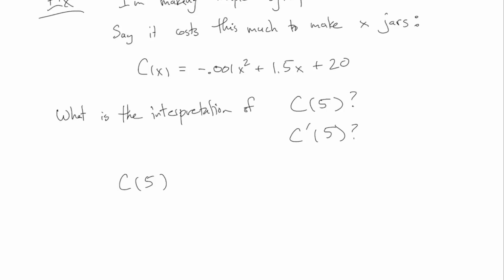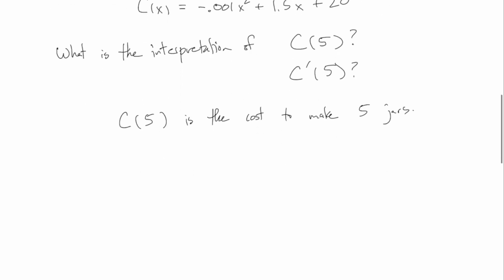Yeah? If you make 5 jars of maple syrup. Yes. Then what does this represent? I'm expecting you to say the C word. Oh, the cost. The cost, yeah. I think that's what you meant. Yeah. This is the cost if you make 5 jars of maple syrup. That's what C of 5 represents. So C of 5 is the cost to make 5 jars.